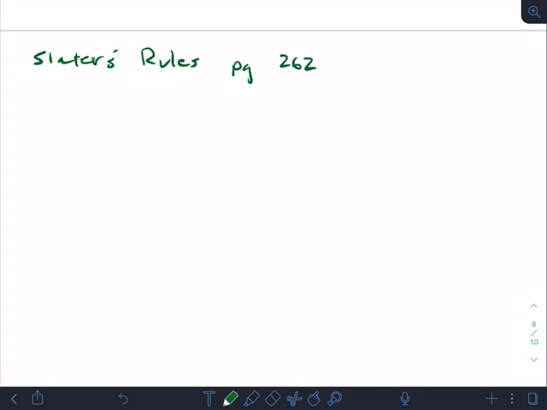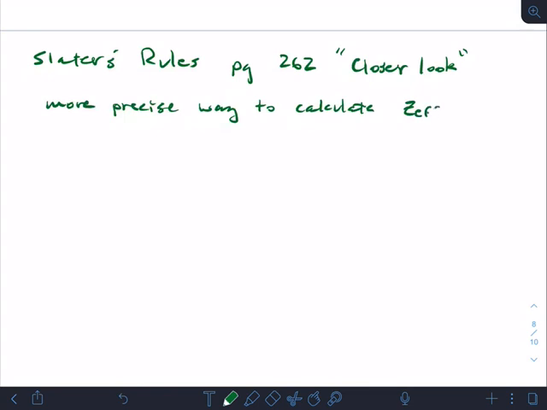Slater's Rules are on page 262 in the closer look section. And it's the only place that you'll find them in the textbook, which is kind of annoying that Mastering has a question where it wants you to do Slater's Rules. But the deal with Slater's Rules is that in a certain respect, it is a more precise way to calculate Z-effective. Okay. Now, like I said, Slater's Rules, I'm not going to ask any exam questions about. Okay, this is purely for Mastering Chemistry. Okay, but it is kind of cool.